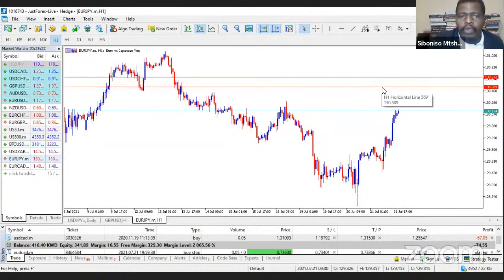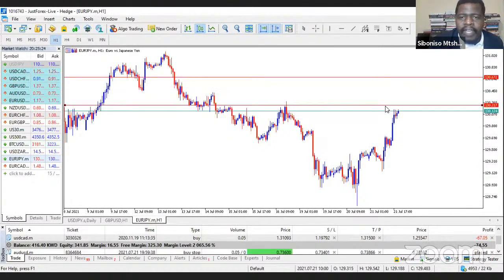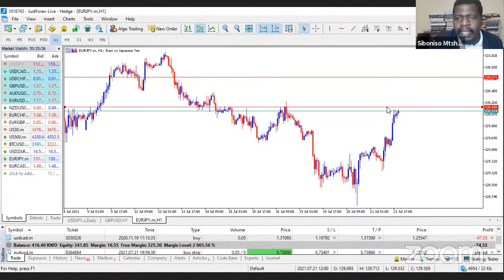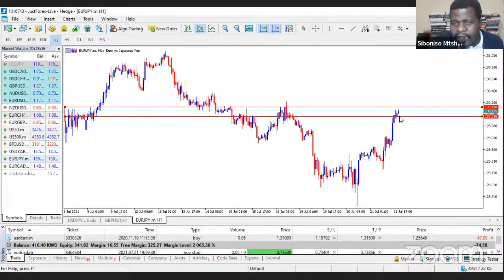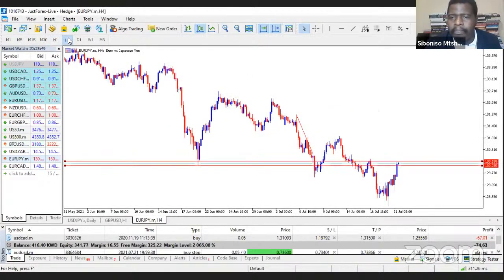Okay, so let me push these previous support and resistance to this level. Then I will also have another level right here because there was some form of a reversal, but it actually never materialized. So I can have that, and then let me check the 4 hour time frame.